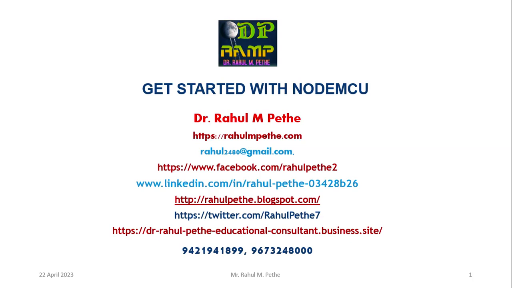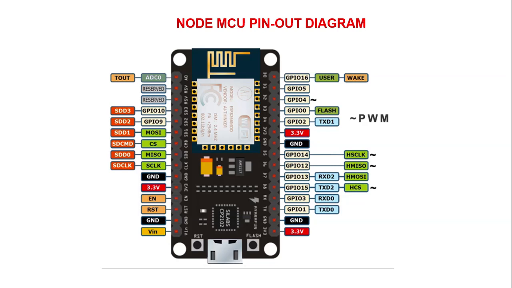So this is a startup on how to get started with the NodeMCU. What exactly is meant by NodeMCU? What is the purpose of using a NodeMCU? What is the drawback of Arduino, and how can we eliminate that drawback by using NodeMCU? This is the pin configuration, or the pinout diagram, of the NodeMCU.